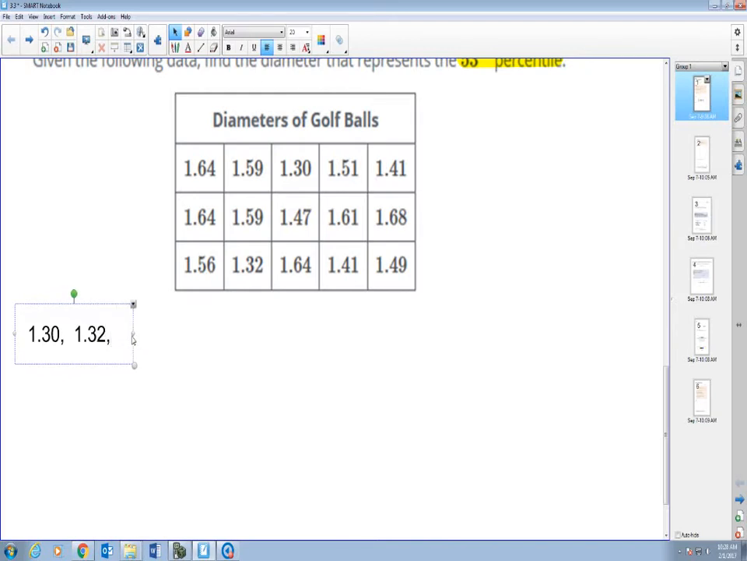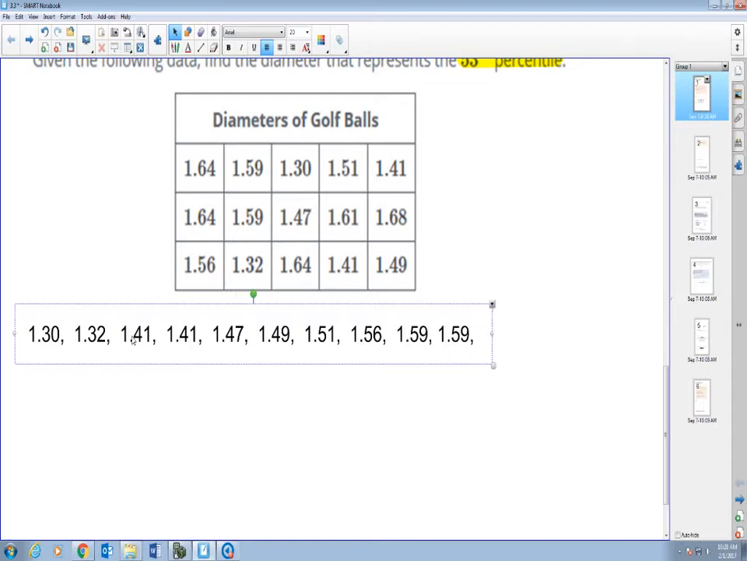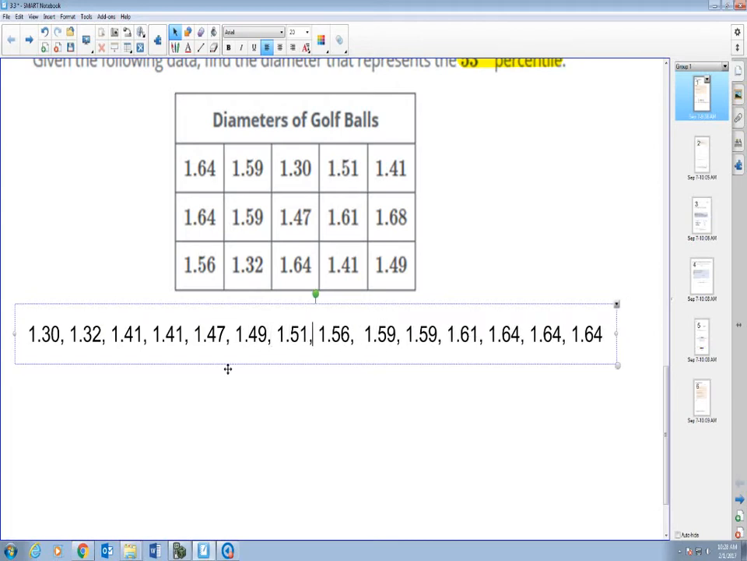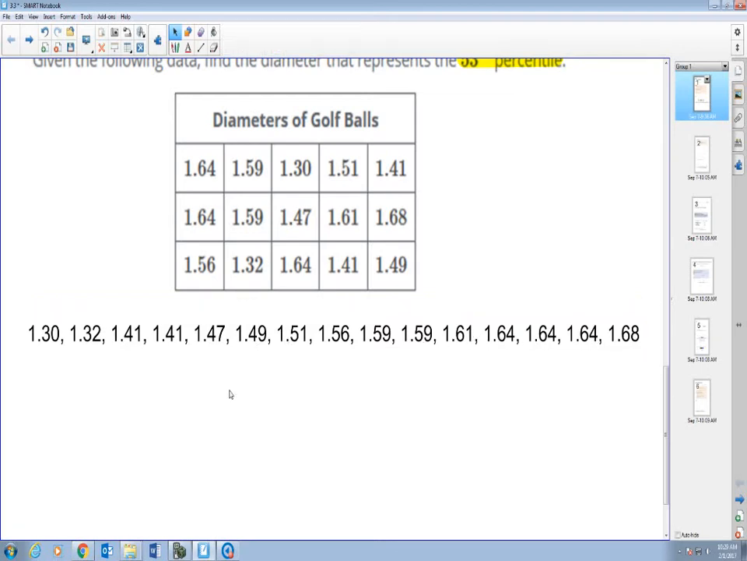1.32 is the next one. 1.41 is the next one. 1.41 again is the next one. 1.47, 1.49, 1.51, 1.56, 1.59, 1.59, 1.61, and 1.64 occurred three times, and the last one is 1.68. All right, so 1, 2, 3, 4, 5, 6, 7, 8, 9, 10, 11, 12, 13, 14, 15. I got 15 numbers listed here.